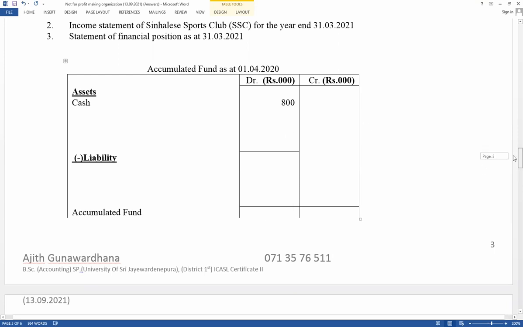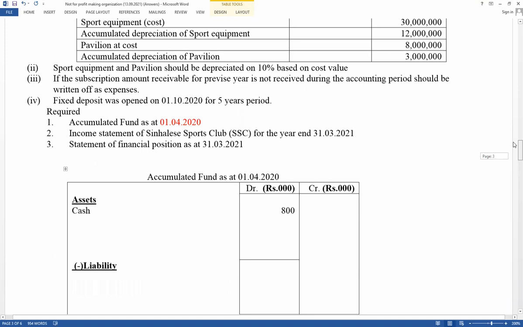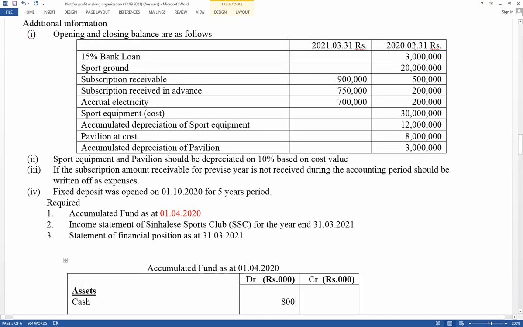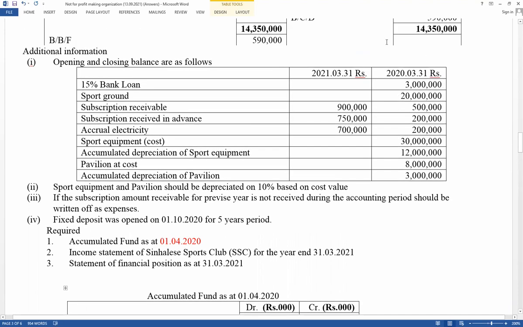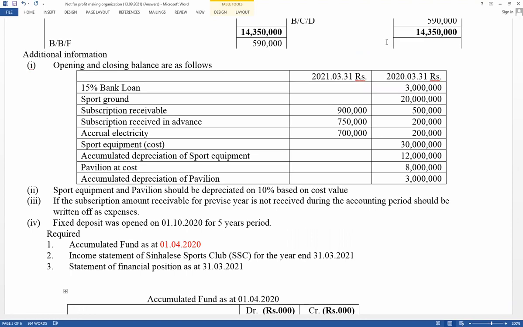Now move to additional information one. The opening balance at 31st March 20 means the previous year's closing balance. Those became this year's opening balance. Think 31st March 20: those are the opening assets and liabilities. Therefore, the statement of affairs should include that information.